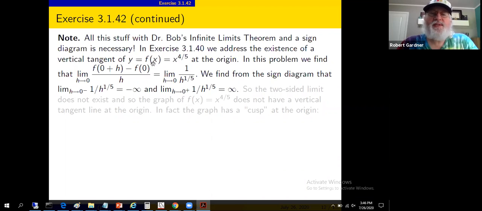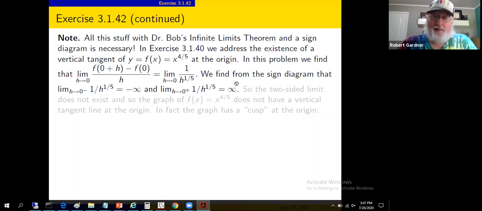Actually, let's talk about that one a little bit more. If we were to consider a different function, x to the 4/5, what we'd end up with is a limit as h approaches 0 of 1 over h to the 1/5. Same manipulations as before, but you'd end up with 1 over h to the 1/5 instead of 2/5. And what you'd see then is the limit as h approaches 0 from the negative side is negative infinity, and the limit as h approaches 0 from the positive side is positive infinity. They're different whether we come from the left or the right.